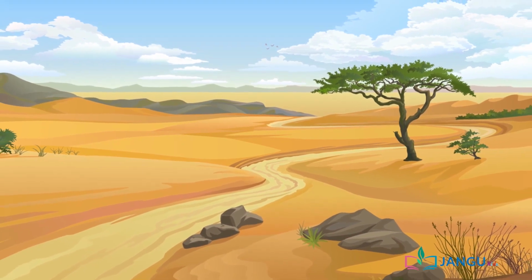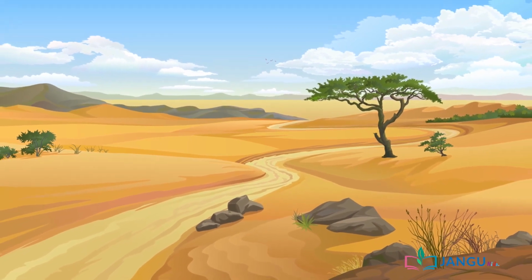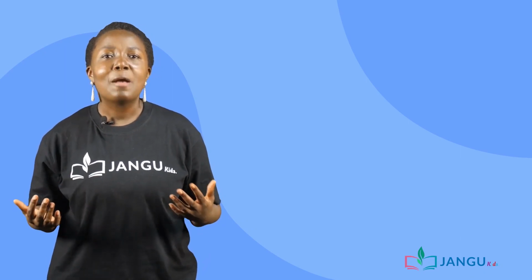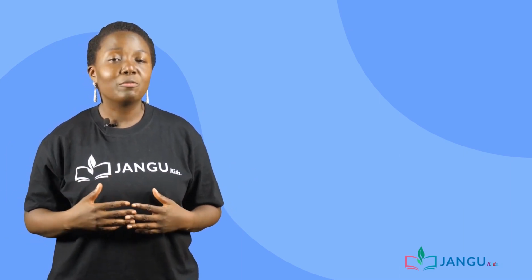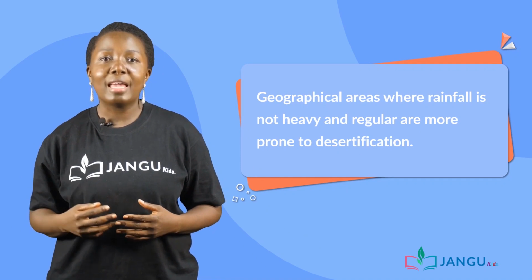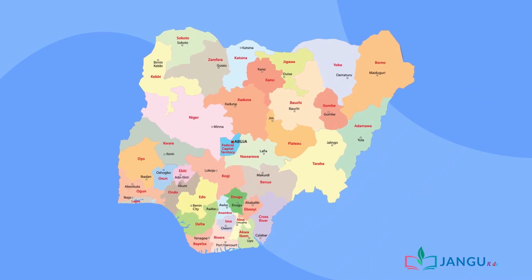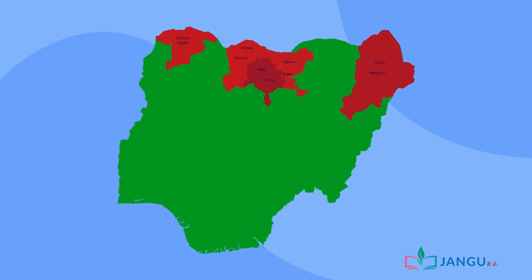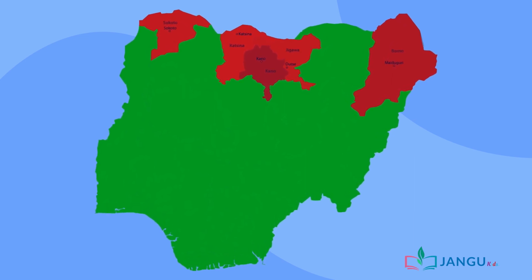It is caused by a variety of factors such as climate change and human activities. Desertification is a serious environmental problem as dry lands make up a significant amount of the Earth's land area and is home to billions of people. Geographical areas where rainfall is not heavy and regular are more prone to desertification. In Nigeria, northern states such as Sokoto, Kano, Katsina, Jigawa, and Borno are threatened by desertification due to low and irregular rainfall.